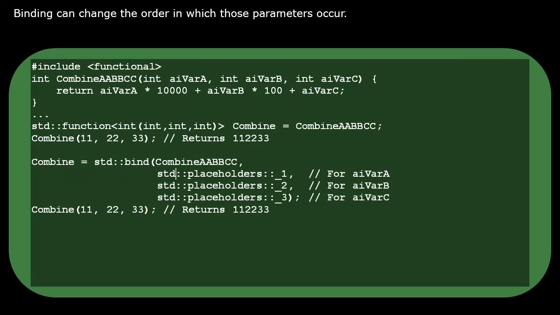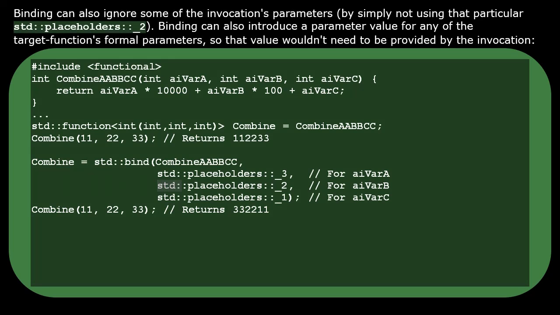But now we can choose to have parameter A's value come from the third invocation parameter instead. In this invocation, the third invocation parameter happens to be 33. We have this freedom to control the source of all the parameters. Binding could even ignore some of the invocation parameters, providing some completely different parameter value for the target function.